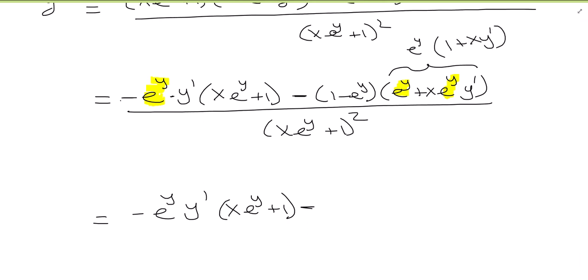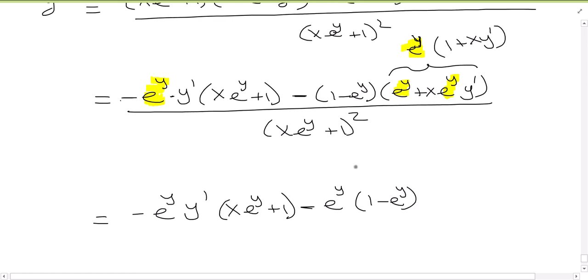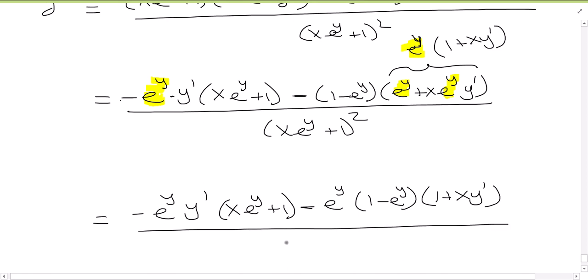Right, if we take the common factor of e to the y out, I'm going to have, write it at the front, e to the y times 1 minus e to the y, this term, and then times now the one that is left when we take out the e to the y. So 1 plus x y prime. I don't know that that helps us much.